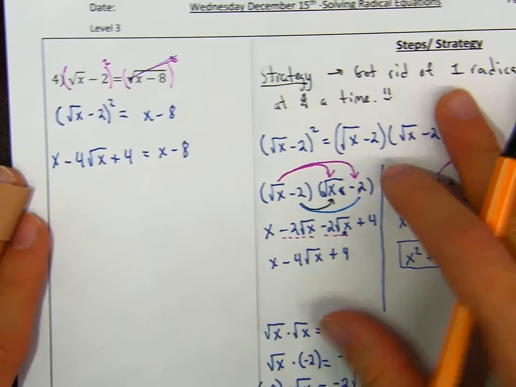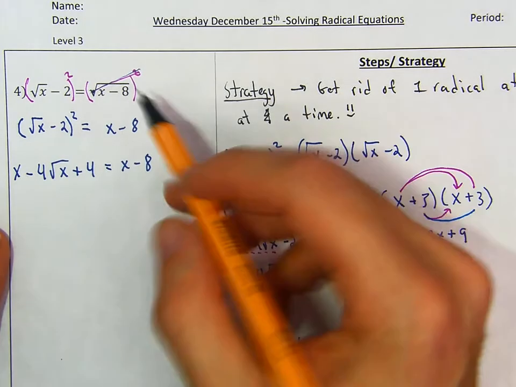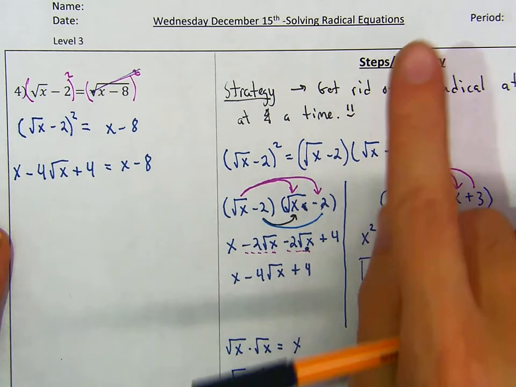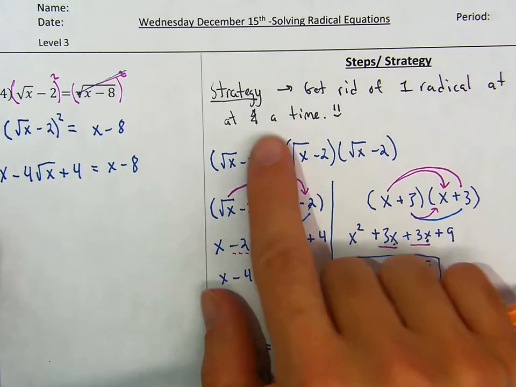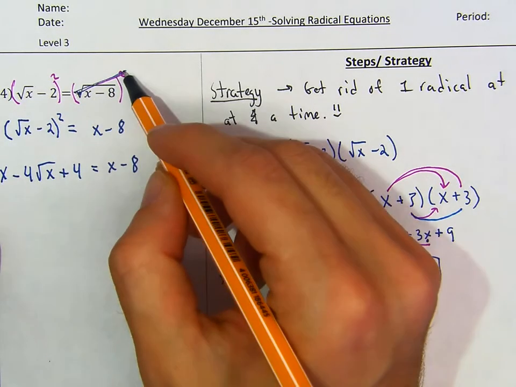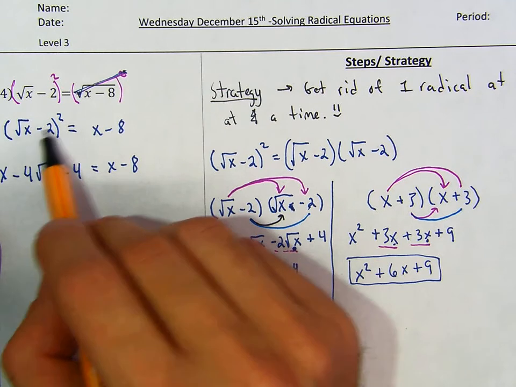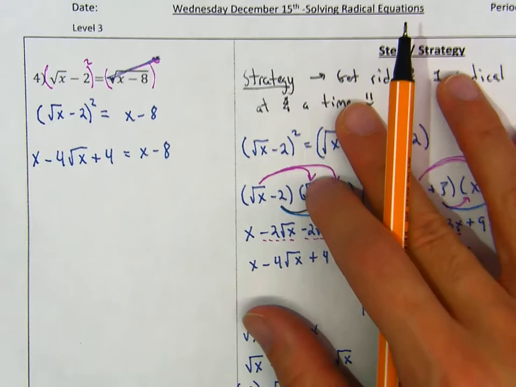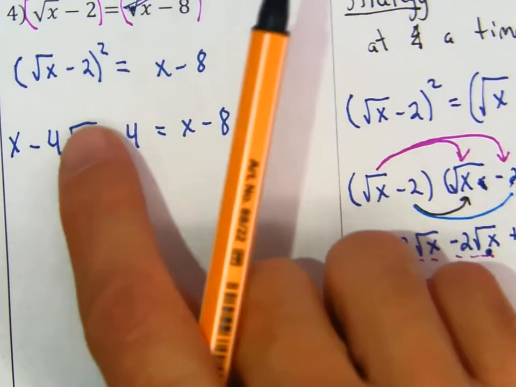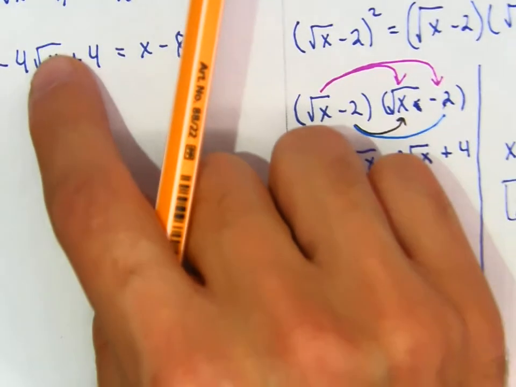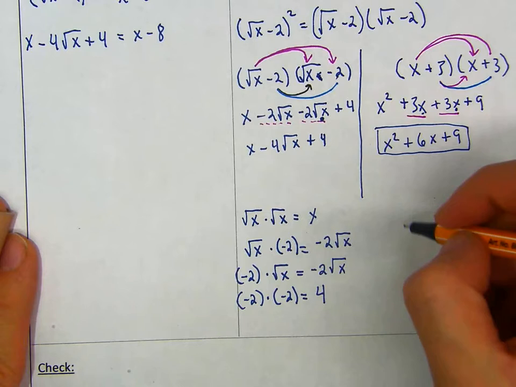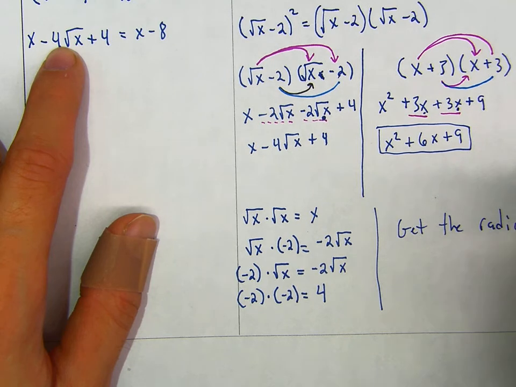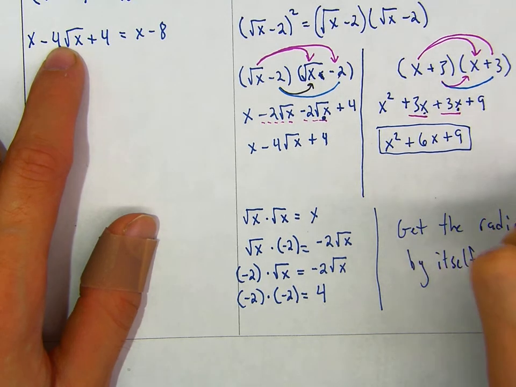Now here, let's go back to the strategy. Remember, in the beginning of the problem, we had 2 radicals, right? What was the strategy? Let's just get rid of one radical at a time. And notice that when we squared both sides, we got rid of this radical. Now, once we did all this work over here, how many radicals do you have left in the problem? You just have one. So the idea is, once you have one radical, get the radical by itself, right? By itself.